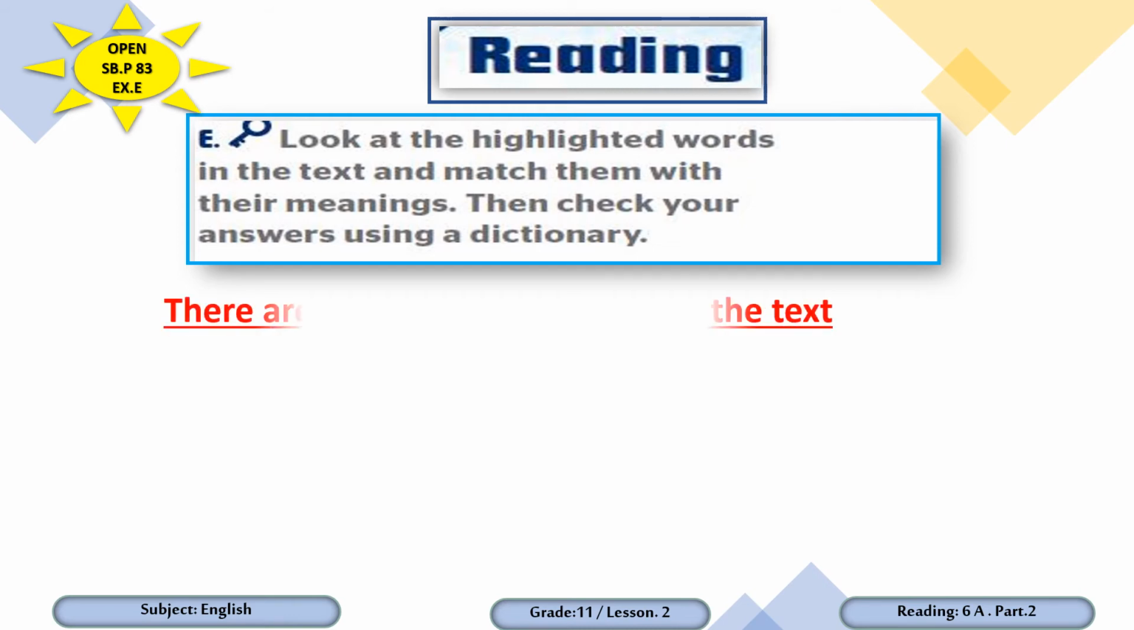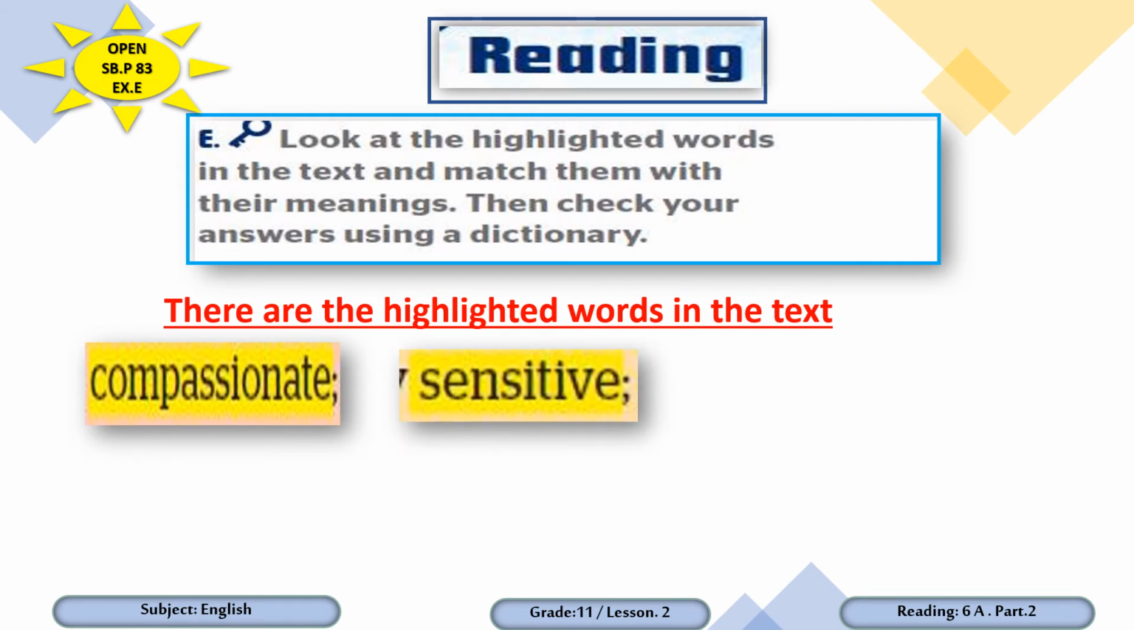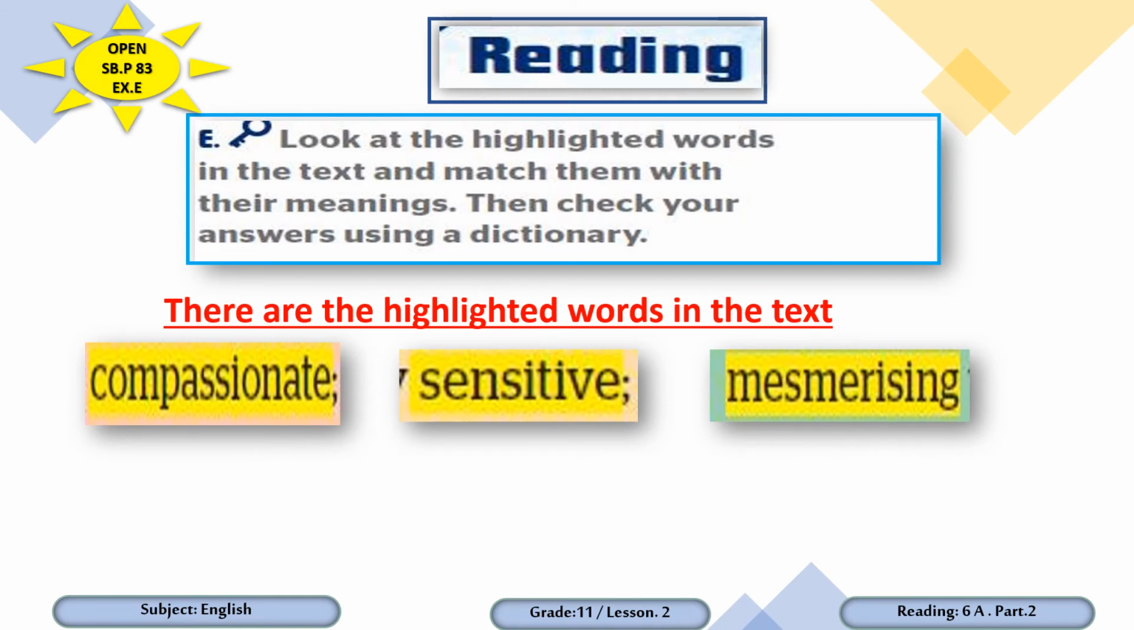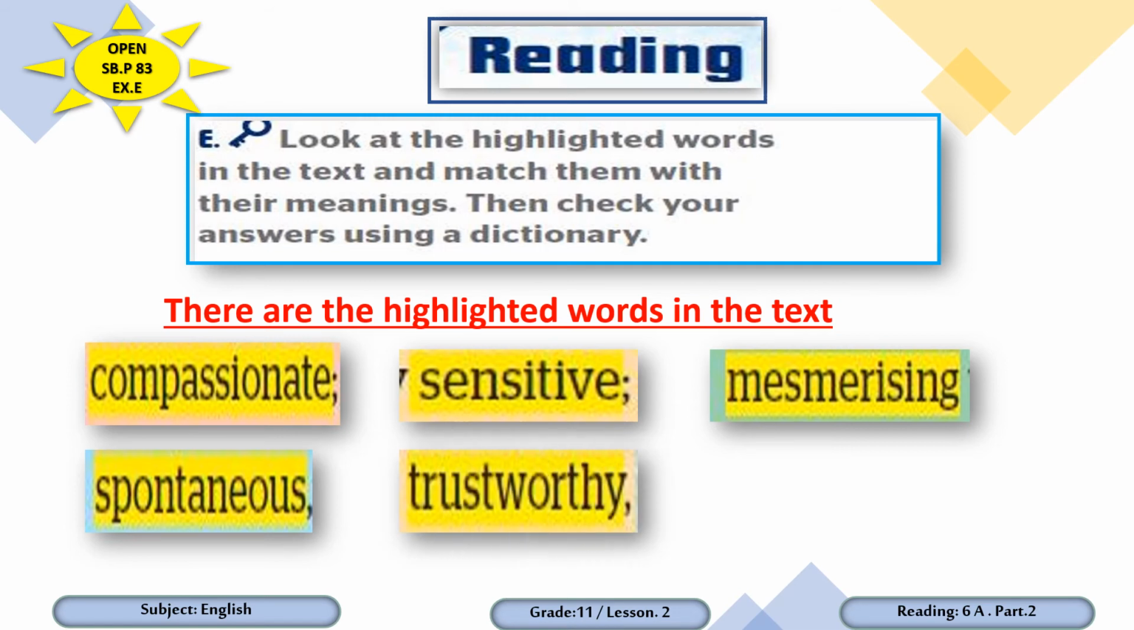So, first of all, let's have a look at the highlighted words in the text. The first one is compassionate. The second one is sensitive. Then mesmerizing, spontaneous, and the last one is trustworthy. So here we have the 5 highlighted words from the text. You need to match them with their meanings, and then after that, we are going to check the answers using a dictionary.